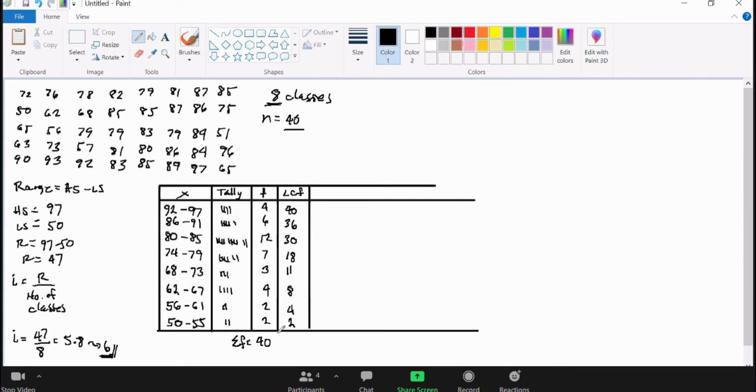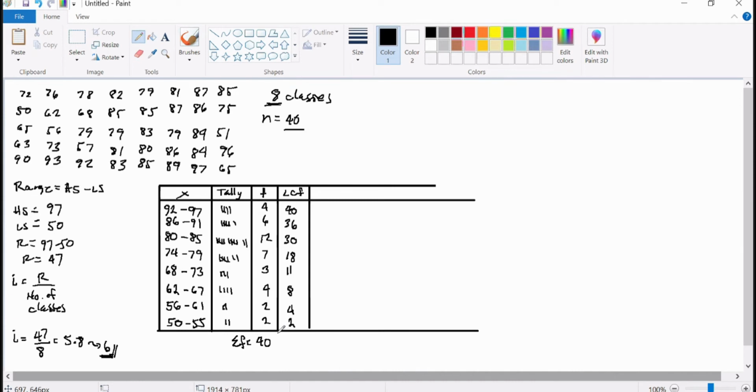The difficulty with this presentation is that if you make a mistake in your tallying and your frequency, everything becomes wrong. All your calculations from your mean, median, mode, quartiles, everything until variance is going to become wrong. Get the mean, okay?